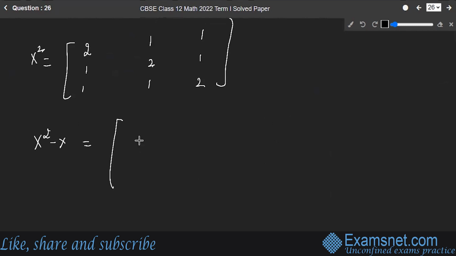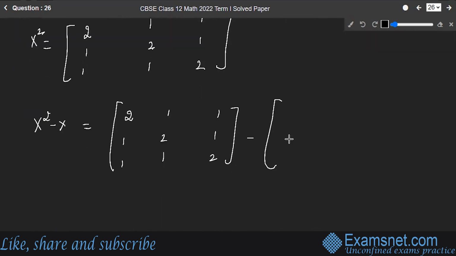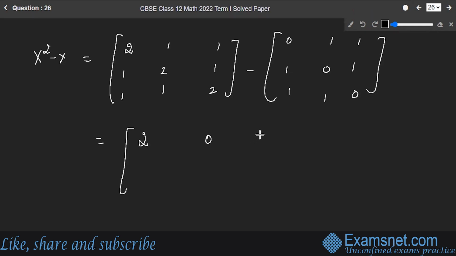So this becomes 2, 1, 1, 1, 1, 2, 1, 1, 2 minus, what was x? Let's write down x: 0, 1, 1, 1, 0, 1, 1, 1, 0. So this will be equal to 2 minus 0, 2, 0, and here was 0 again, 0, 2, 0, 0, 0, and 2.